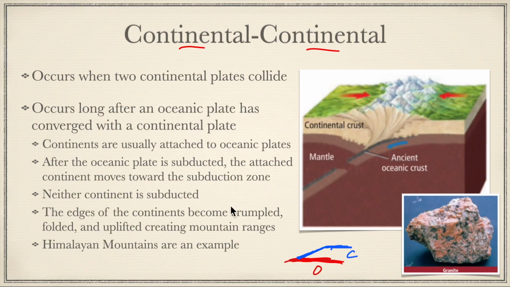Instead, what they're going to do is crumple, fold, and uplift to create mountain ranges. So the edges of these continents basically will be lifted up to form mountains. Sort of like the Himalayan mountains are one example of this. And again, this is granitic type rock, so you have granite.